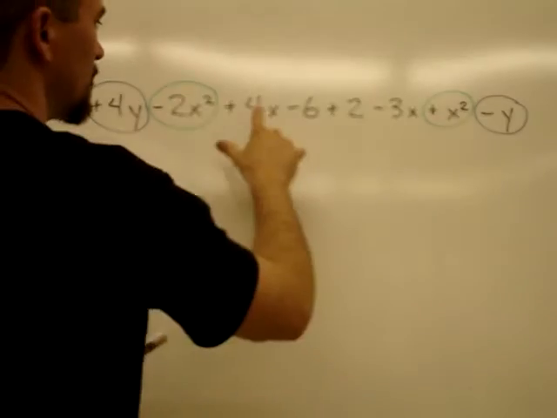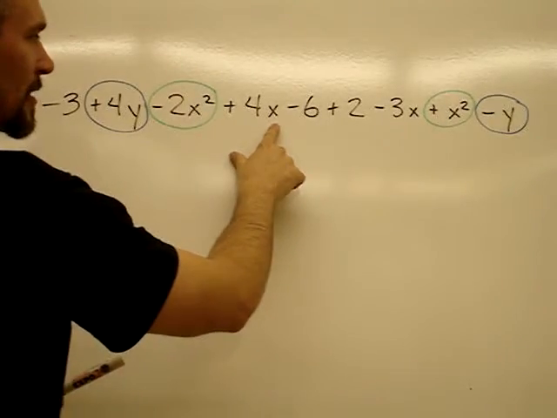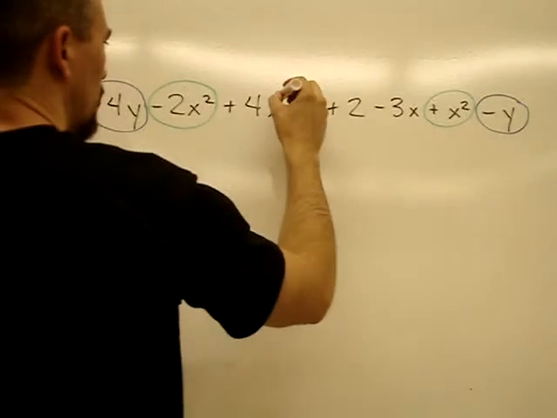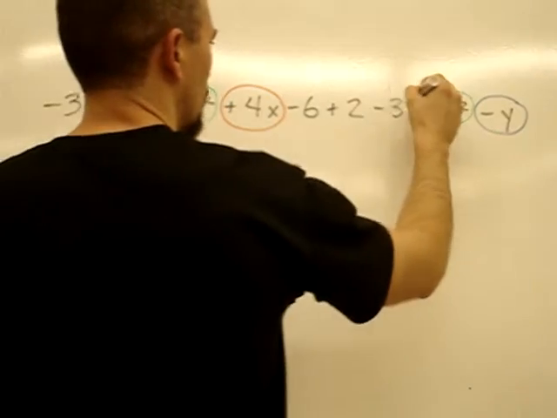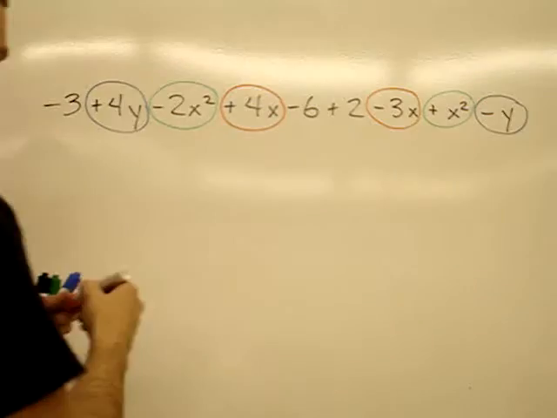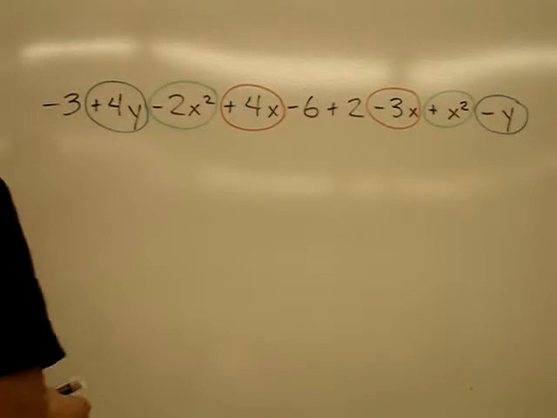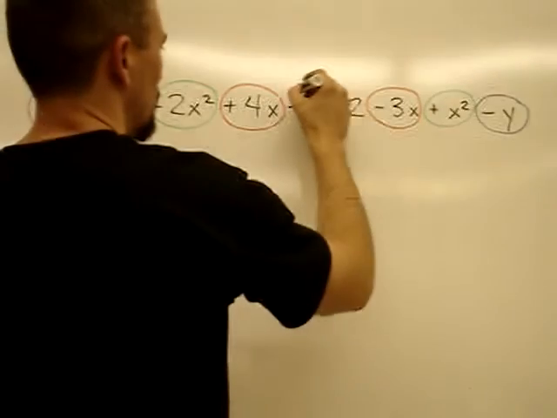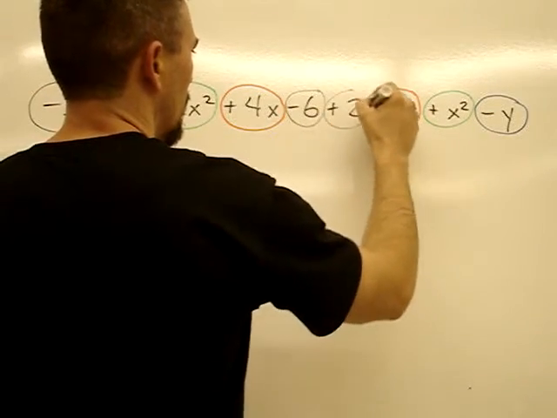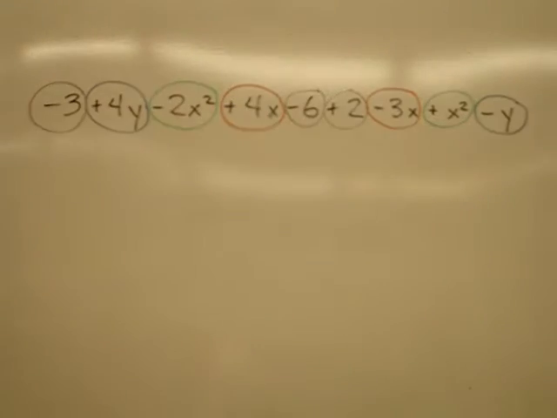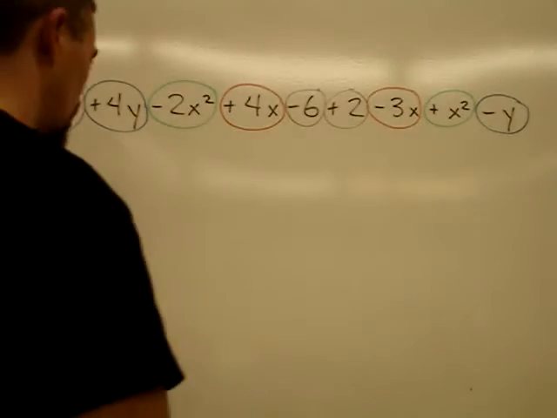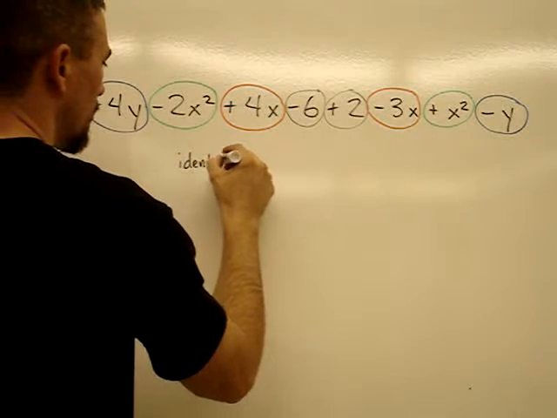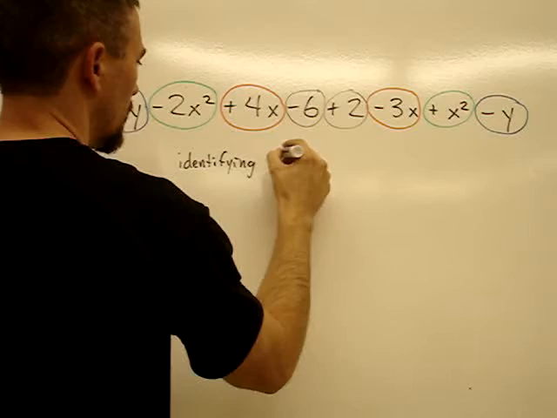So now let's see, here's x, we've got 4x, and then 3x, negative 3x. So they're like terms also. I'll use a different color. And then we've got our just plain old numbers, good old-fashioned numbers. And so that's how this works out. This is, once again, just identifying like terms.